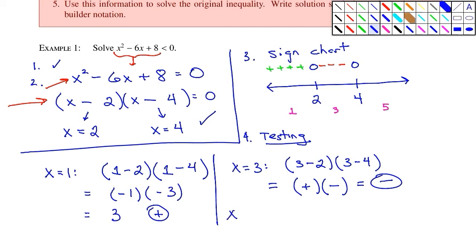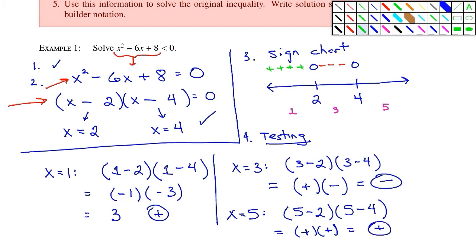And then I'm going to test x is equal to 5. So this would be 5 minus 2 times 5 minus 4. And that's a positive times a positive, which is a positive. And so we have positives over here. That completes the sign chart.